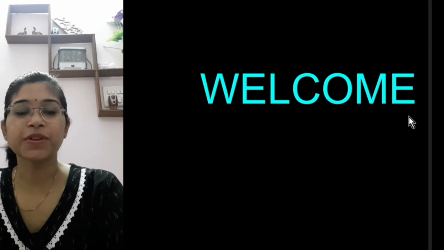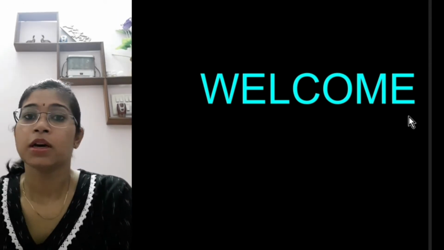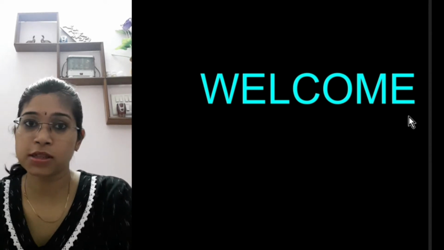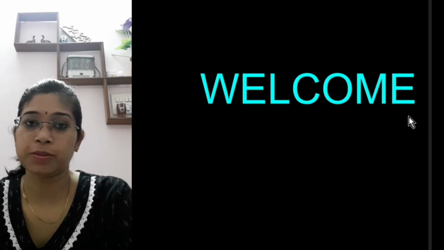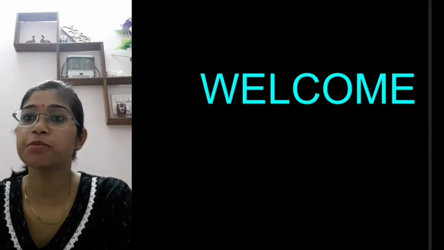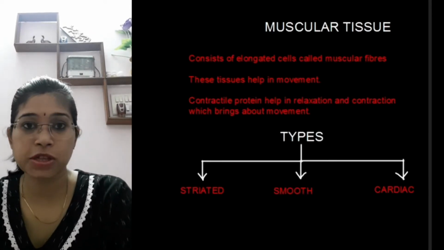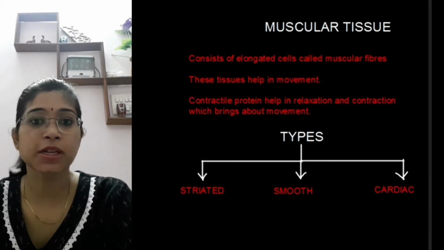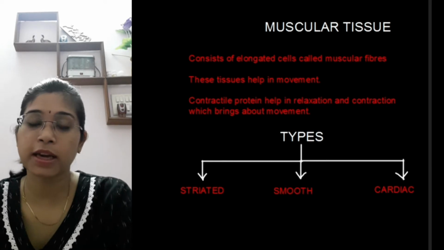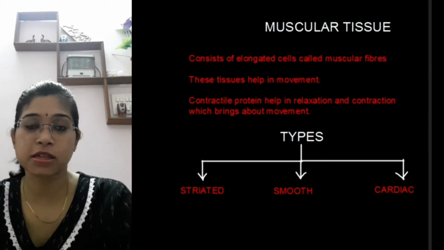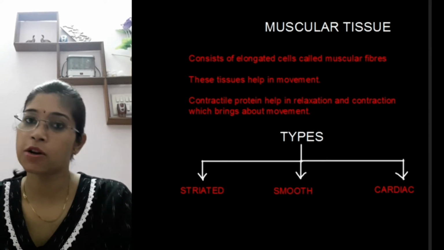In the last video, we discussed epithelial tissue. It forms a covering around the organs and also in the lining of various cavities in our body. Today in this video, we are going to start muscular tissue and nervous tissue. First of all, we will start with muscular tissue. We will see the structure of each type of tissue involved and then we will discuss the characteristics of each tissue with the help of a flow chart.